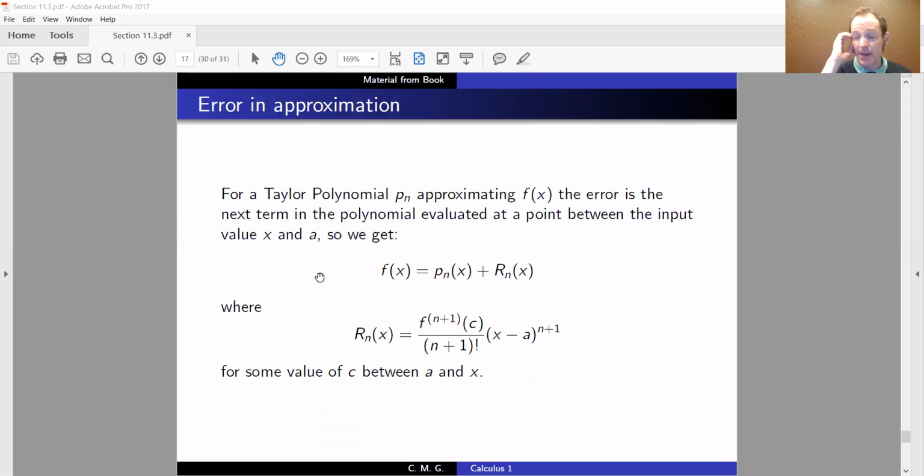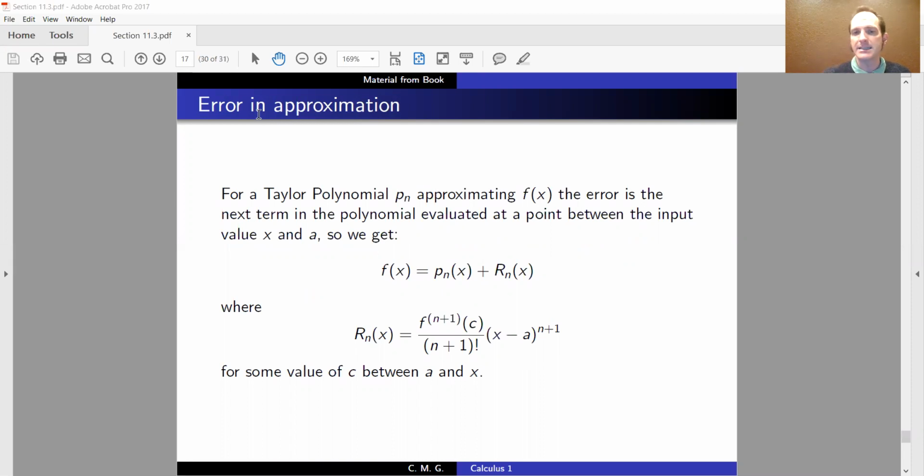Finally, we want to talk a little bit about error again. So the error here is given by the next derivative evaluated at a point, and then (n plus 1) factorial on the bottom, times x minus a to the n plus 1. And then I have some value c between a and x.